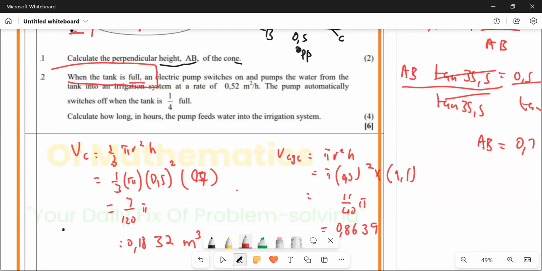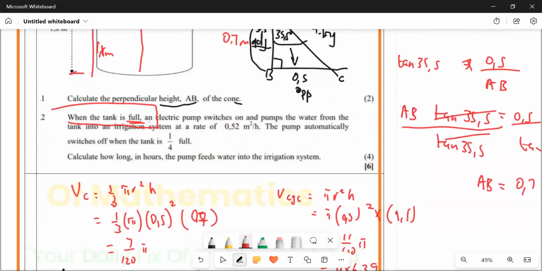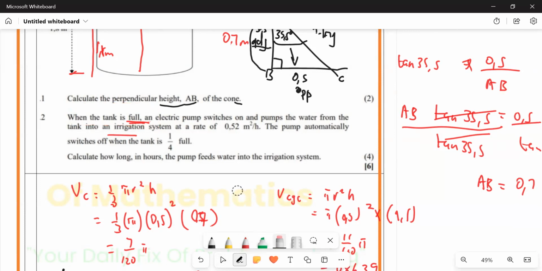When the tank is full, an electric pump switches on and pumps water into the tank. And pumps water from the tank into an irrigation system at the rate of 0.52 meter cubed per hour. Yeah, not squared, it's meter cubed per hour. And then the pump switches off automatically when the tank is 1 all over 4 full. Now, calculate how long in hours the pump feeds the water into the irrigation.